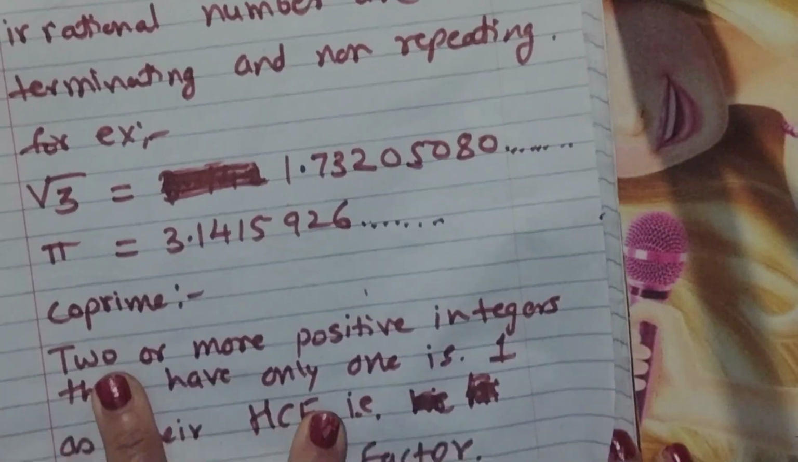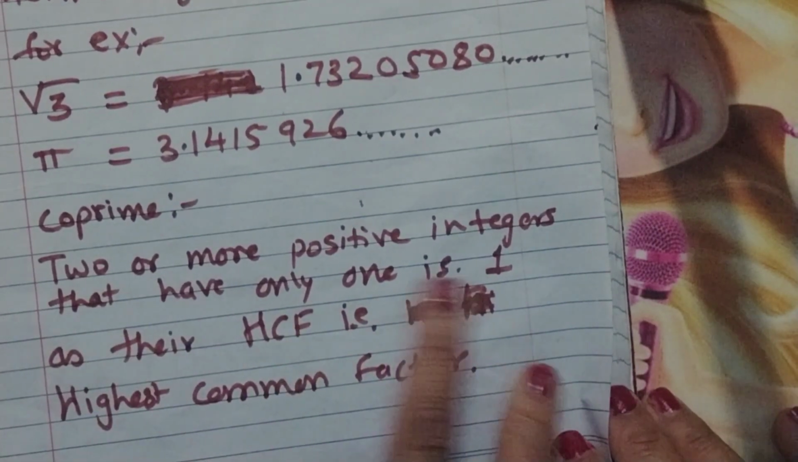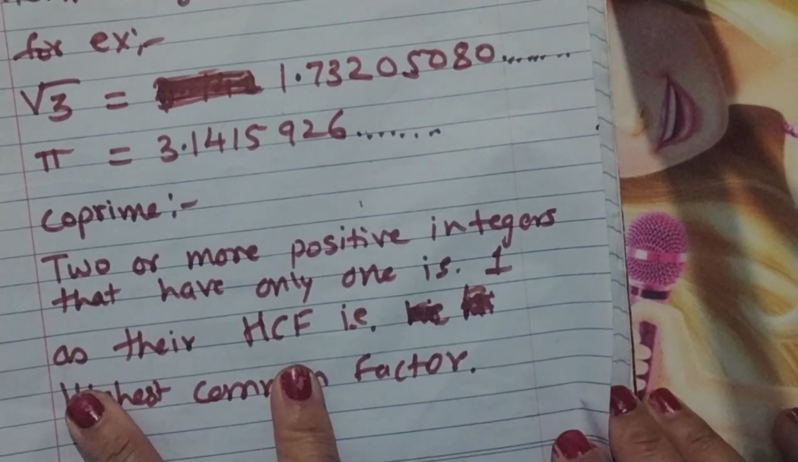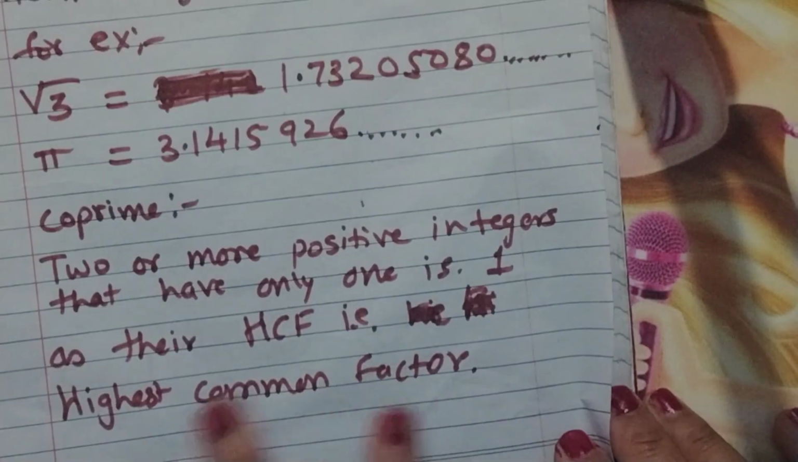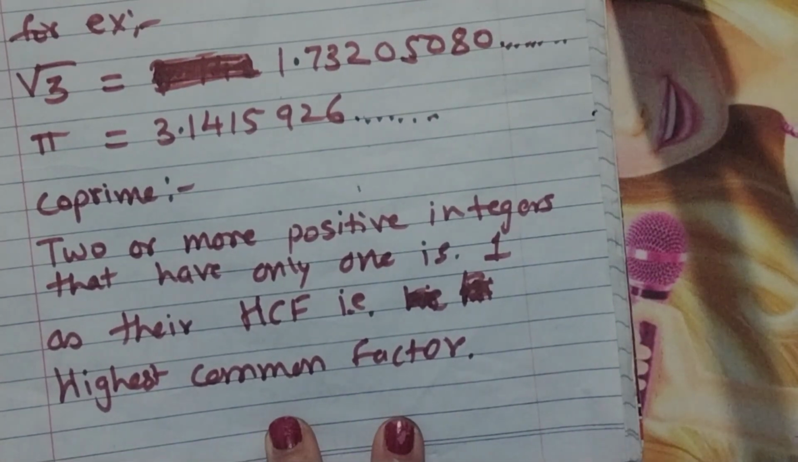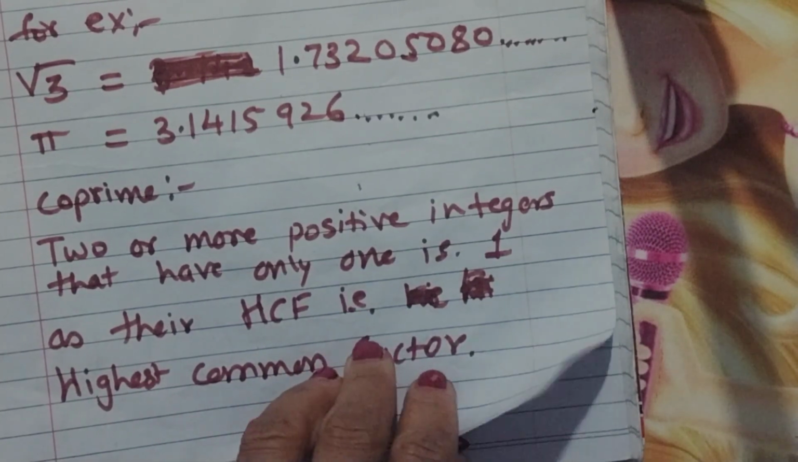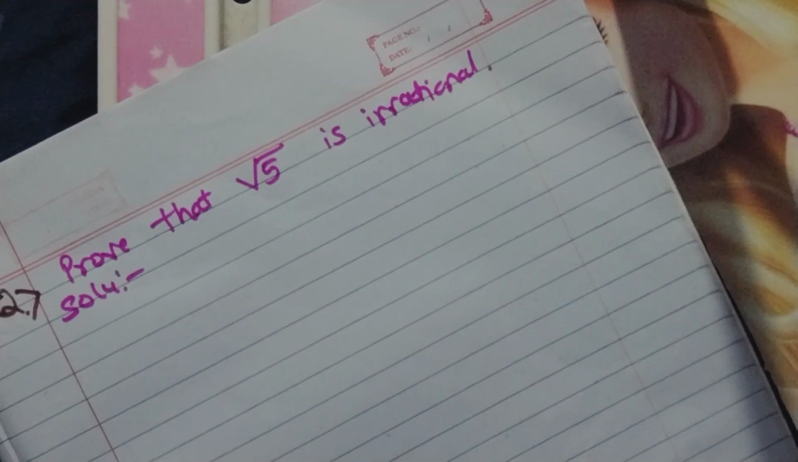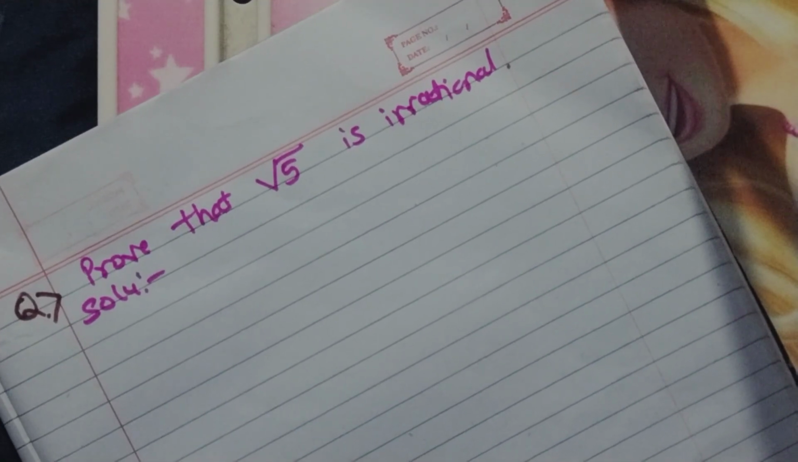Now we see what is meant by co-prime. Two or more positive integers that have only 1 as their HCF, that is, highest common factor. So co-prime numbers are those numbers whose only common factor is 1. That is, their HCF is only 1. Question is, prove that under root 5 is irrational.